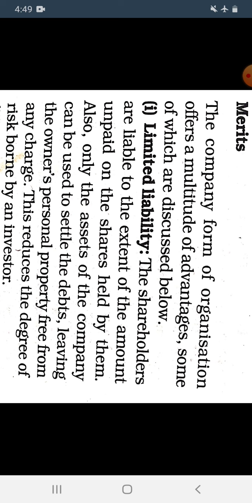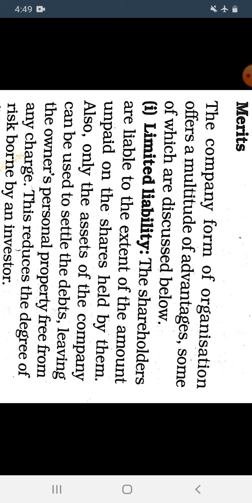Also, only the assets of the company can be used to settle the debt, leaving the owner's personal property free from any charge. When it is time to pay the debt, only the assets of the company are used for paying the debt. The personal assets of any member are not used for paying the debt. This reduces the degree of risk borne by an investor.